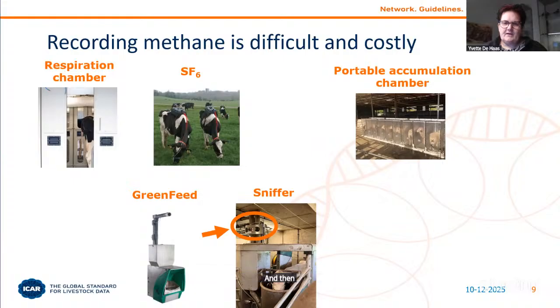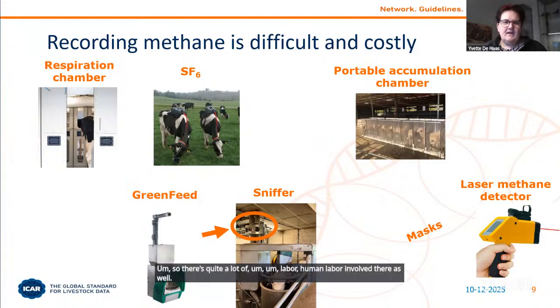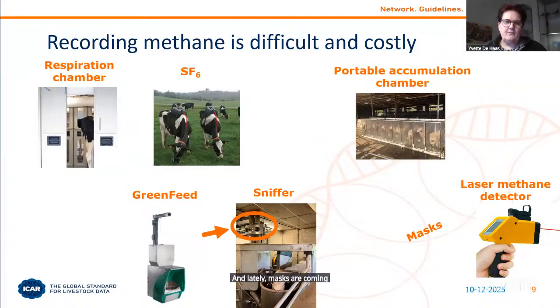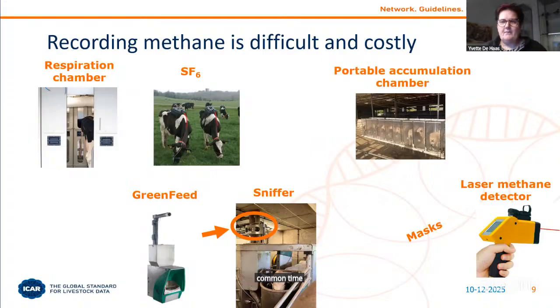And then lastly, we have the laser methane detectors, which do require a human being to point the laser towards the nose and the mouth of the cow. So there's quite a lot of human labor involved there as well. And lately, masks are coming up as well, which are put on the nose of the cow for a certain moment of time. All in all, it is a very developing field. A lot is happening in this field, and a lot will be happening in the years to come as well.